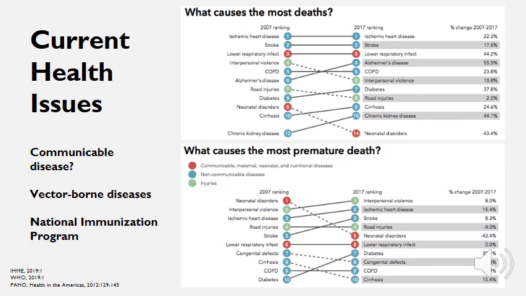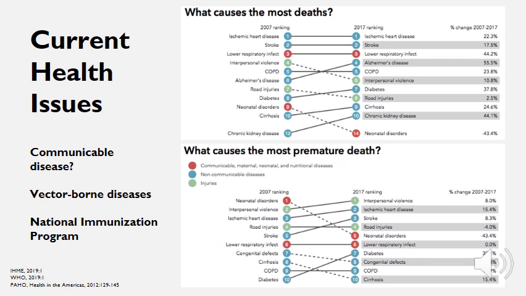Because of climate change and poor sanitation and water and poverty in Brazil, we do see communicable disease, including vector-borne diseases like yellow fever, dengue, and malaria. And then we see communicable diseases like measles, mumps, rubella, tuberculosis, polio, tetanus, and influenzas. A success of Brazil, however, is their national immunization program, which has had huge success in vaccinating for a lot of these conditions.